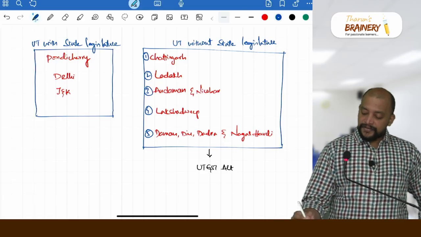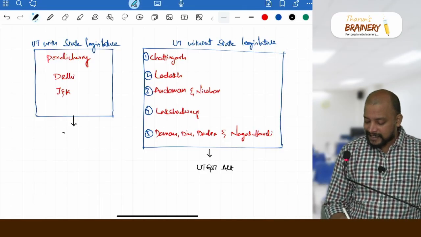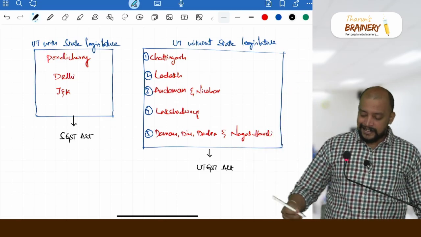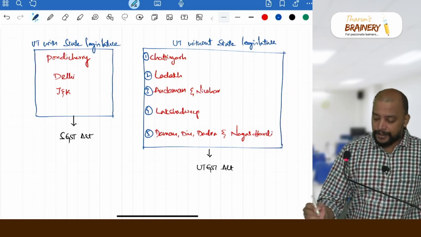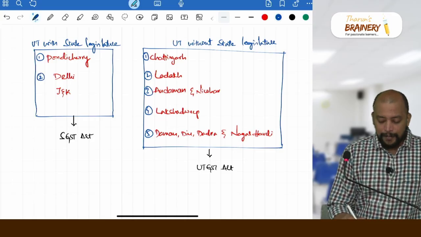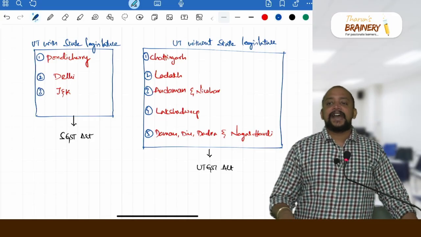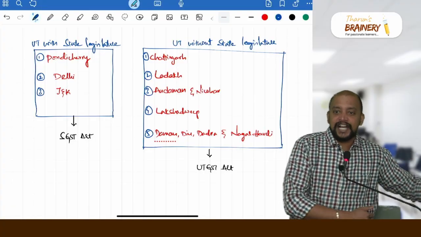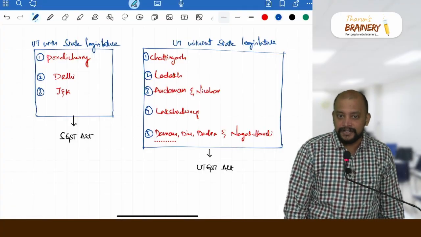And what is the type of GST that is applicable in this case? Yes, SGST Act. Reason: these three, even though they are union territories, are given partial statehood, which means it will operate like a state only. We have elections and we have an assembly. Recently Jammu and Kashmir elections also happened, you would have observed.